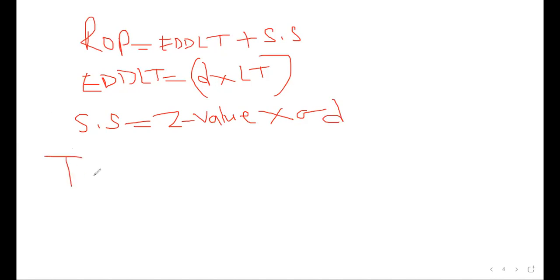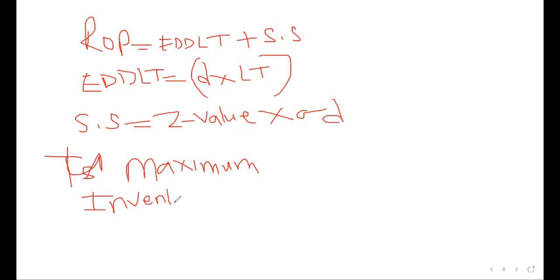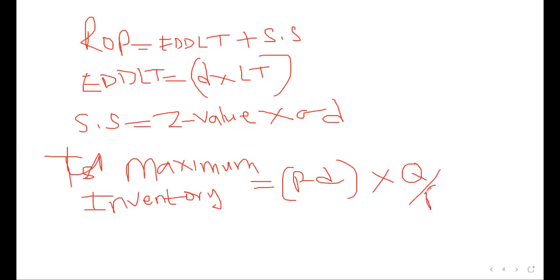Then total stocking cost. Before we get into this one, you have maximum inventory level. Maximum inventory is equal to P minus D multiplied by Q over P. Our P minus D is equal to inventory build up.